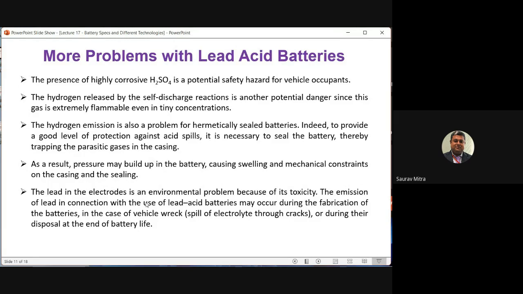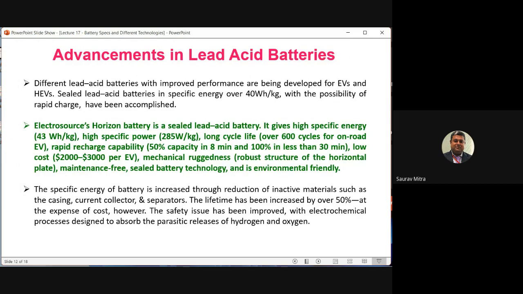The lead in the electrodes is an environmental problem. So lead is actually a poisonous element. A lead acid battery contains a lot of lead, and that is creating a poisonous problem. And if there is an accident, this lead and the related acid might do damage to the health of the passenger and the driver.